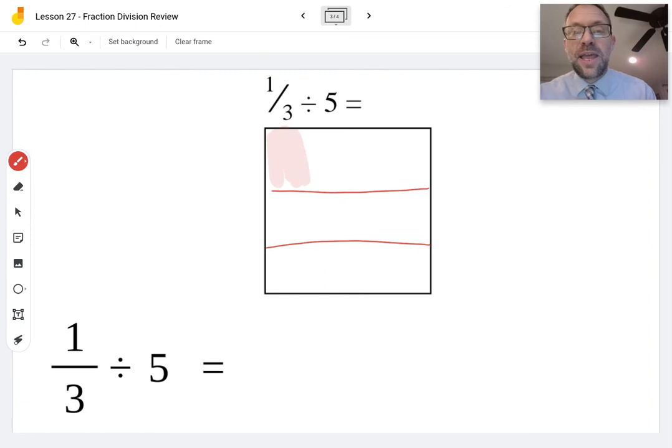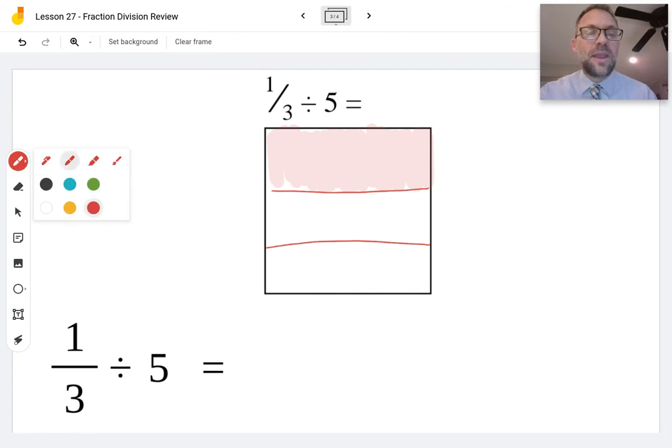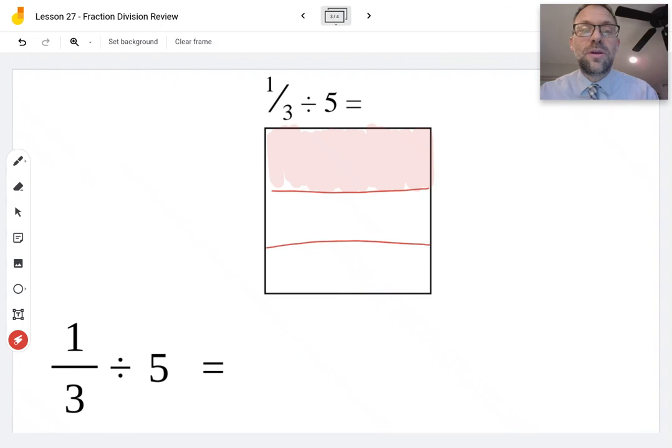So I'm going to do that now. Shade in 1/3, just like that. And our second step was then to break this 1/3 into as many pieces as our divisor. So let's do that. 1, 2, 3, 4, 5 pieces, 5/5. We divided 1/3 of the square into 5 pieces.